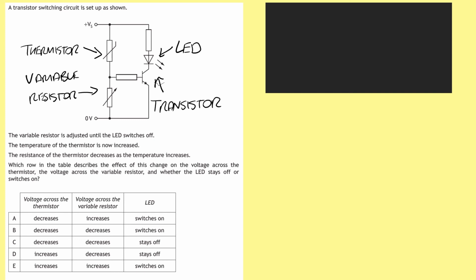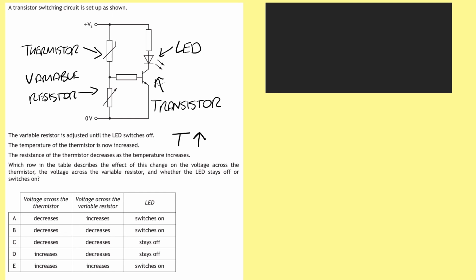So let's read the question properly. The variable resistor is adjusted until the LED switches off. The temperature of the thermistor is now increased. Temperature up. Maybe write that one down. T is going up. The resistance of the thermistor decreases as the temperature increases. So that goes along with our rule, temperature up, resistance down. Which row in the table describes the effect of this change on the voltage across the thermistor, the voltage across the variable resistor, and whether the LED stays off or switches on?